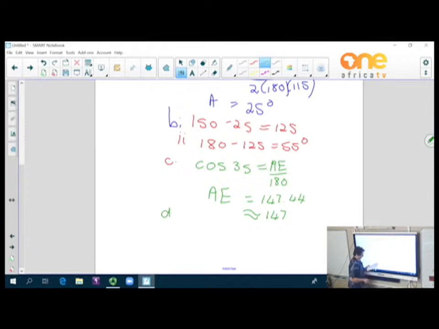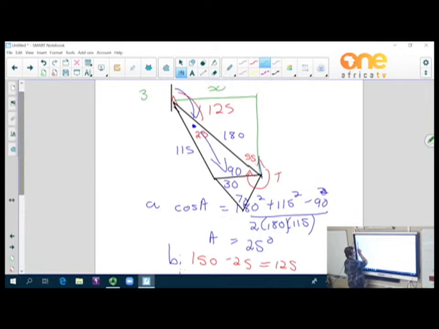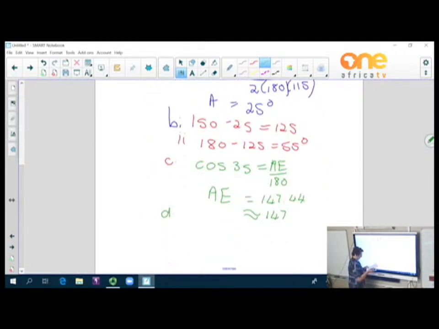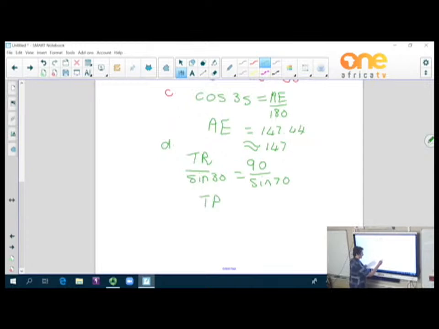So now we're looking at D. Angle THR, this is the small triangle here that we are working with. THR is 30 and this one is 70. Calculate the distance TR. So I will use the sine rule there. I can say that TR over sine 30 is equal to that side of 90 over sine 70. Cross multiplication, we can then say that TR is equal to 47.9 meters.